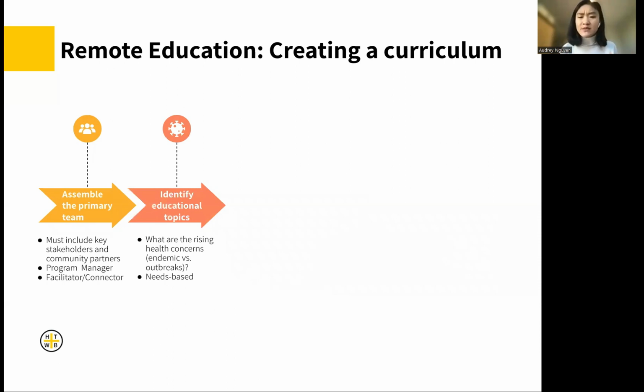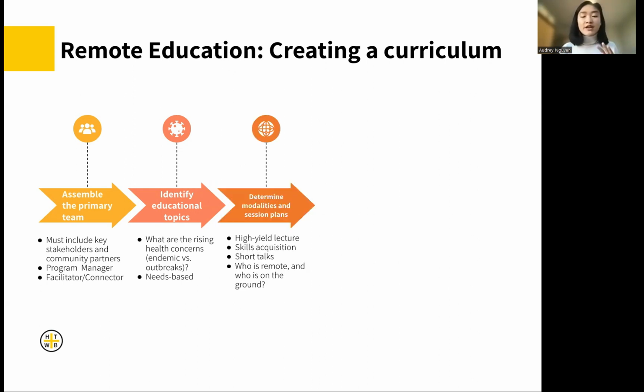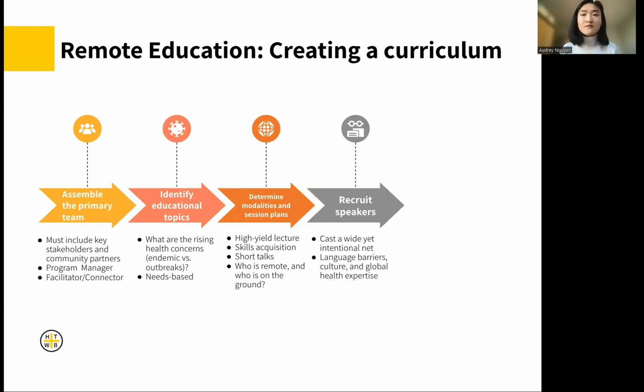Next, what will you teach about? From a medical standpoint, what are the most prevalent conditions on the rise? Consulting your community partner and local databases on disease incidents will be very helpful for determining this. Then you'll want to consider your modalities and session plans. This goes back to the previous slide, looking at the puzzle pieces, detailing what you want the videos to look like. Will they be pre-recorded or live skills workshops? Will they be long or short? It's really up to you and the community partner to make these decisions.